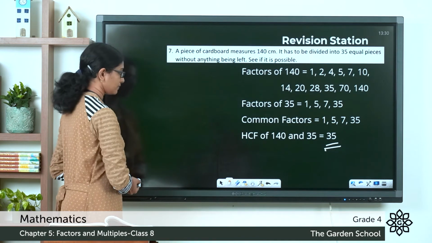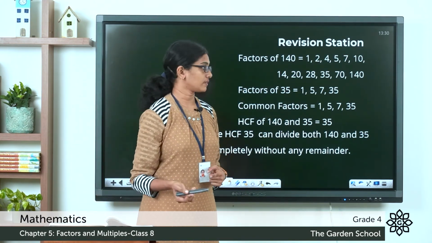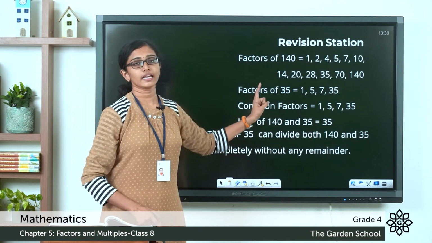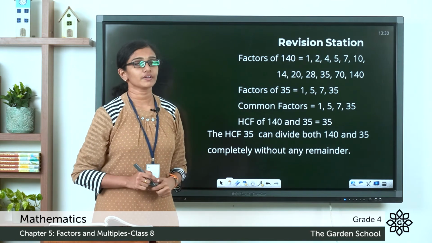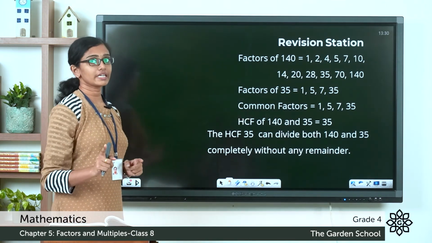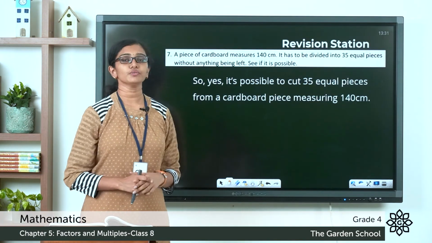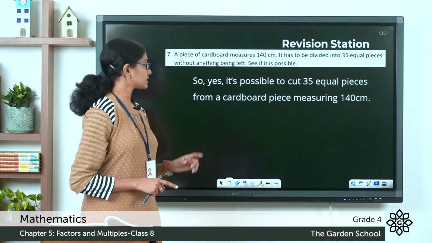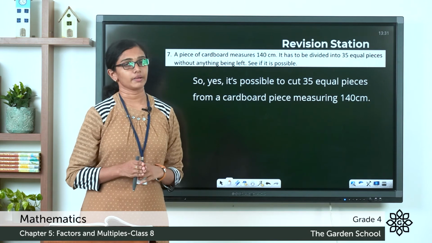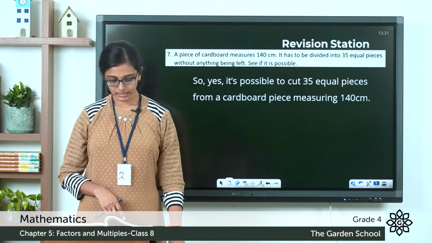Means if HCF of 140 and 35 is 35, it means 35 can divide both 140 and 35 completely without any remainder, right? Means 140 is completely divisible by 35. So, we can conclude that it's possible to cut 35 equal pieces from the cardboard piece measuring 140. There will not be any remainder or no piece will be left. Now, let's see the next question.